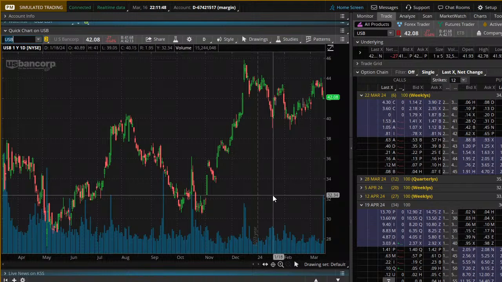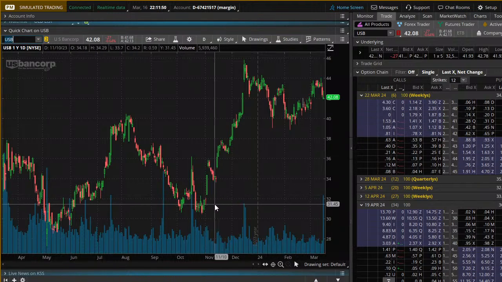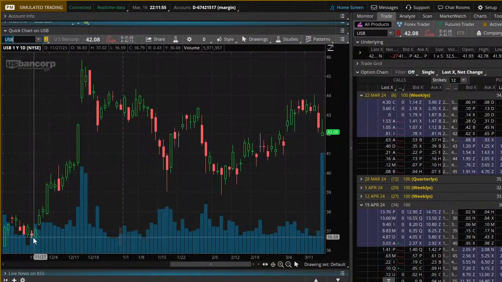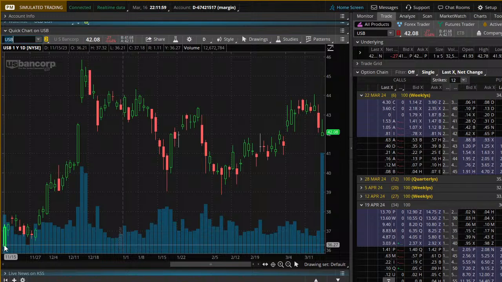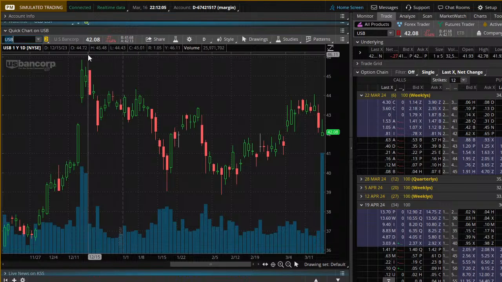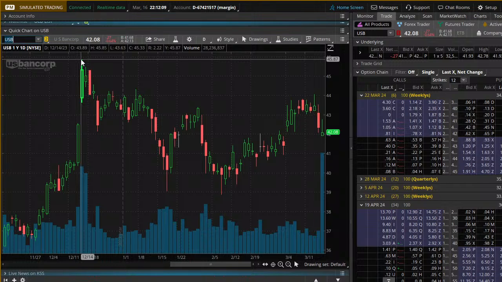So now I want to take a look at the last 90 days. 90 days ago today was the bottom of the 90-day period, and that was 36.27. So less than a month to go from the 90-day bottom to the 90-day top, 45.87.